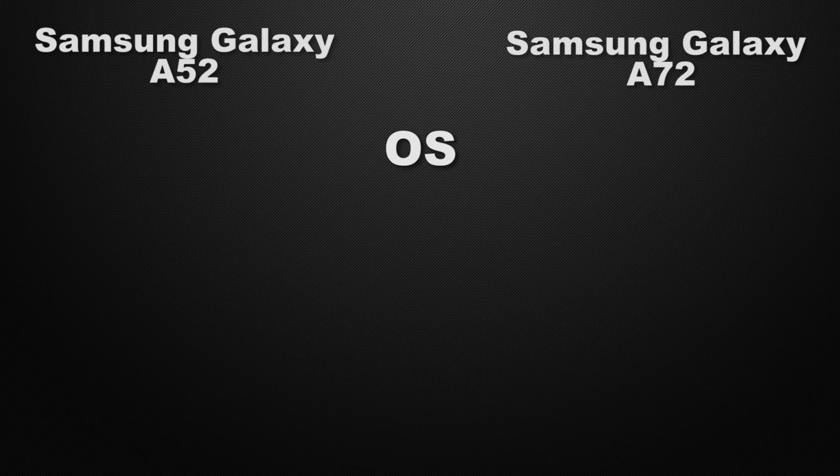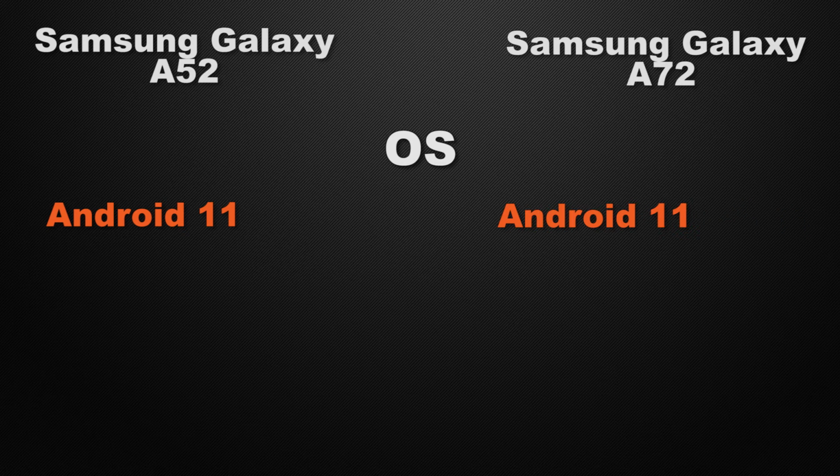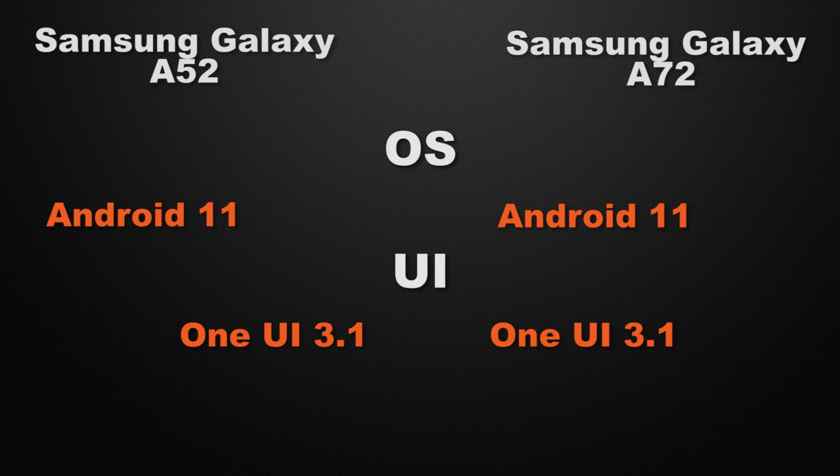Moving to the performance of the devices. Let's start with the operating system of the devices. A52 has Android 11 support, whereas A72 also has Android 11 support. So it's a tie here. And about the user interface of the devices, A52 has One UI, whereas A72 comes with One UI too. So it's a tie here because both of the devices come with the same interface.